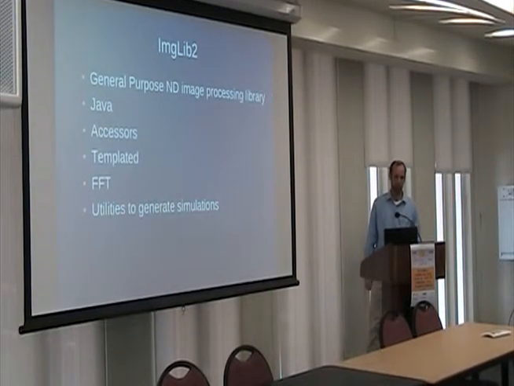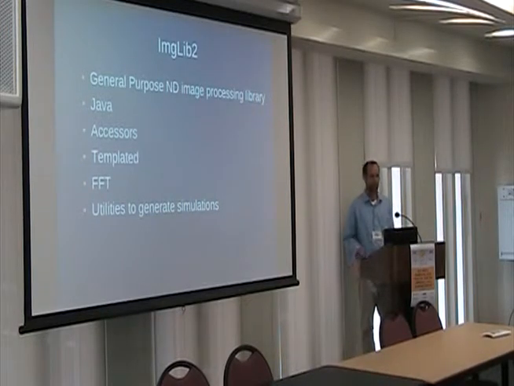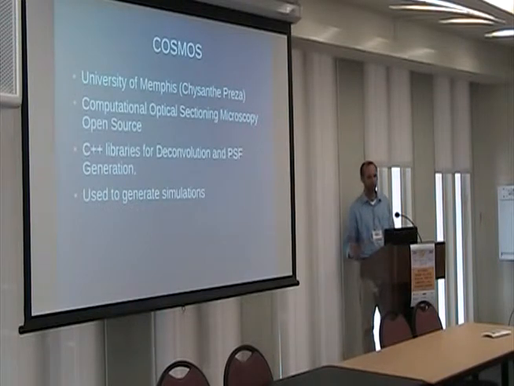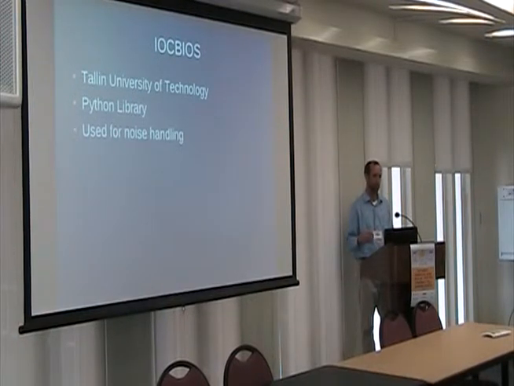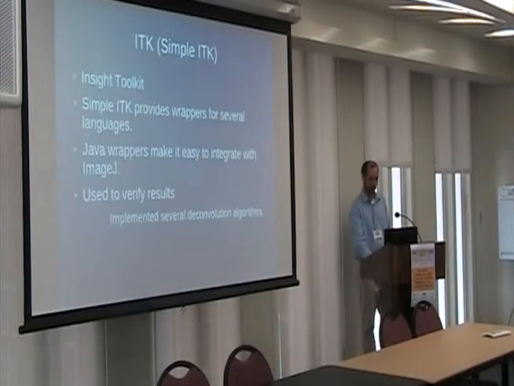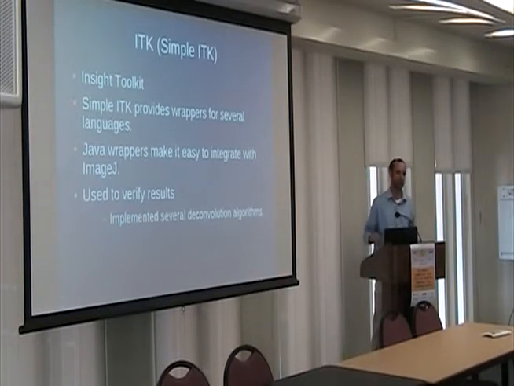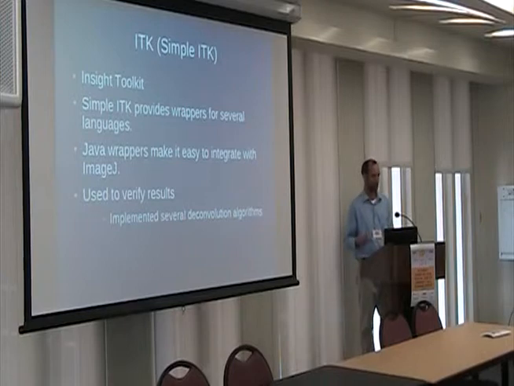Another library I used was something called ImageLib2, a general purpose Java library, really useful if you're into any image processing. I also used something called Cosmos, which is really a niche library for deconvolution. Along the same line was a library called IOCBIOS. And I also used ITK, another powerful C++ image processing toolkit.